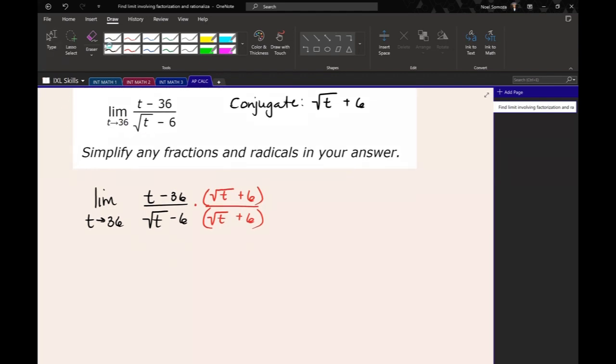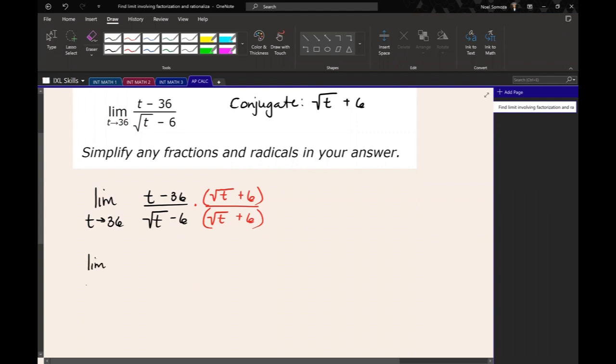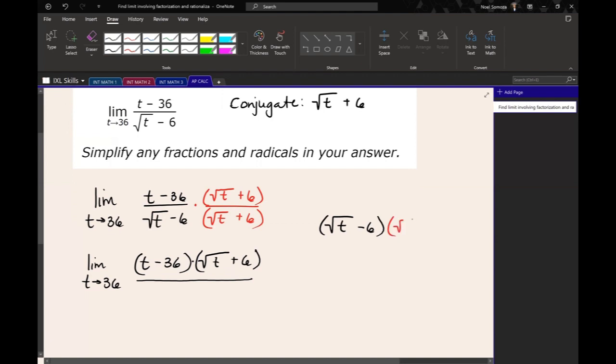In the numerator, what we'll start with is t minus 36 times the square root of t plus 6. There's a reason why I'm going to leave it in this product form, and we'll see why later on. Now the denominator is where we have to do a little bit of work. So we have the square root of t minus 6, times the square root of t plus 6.